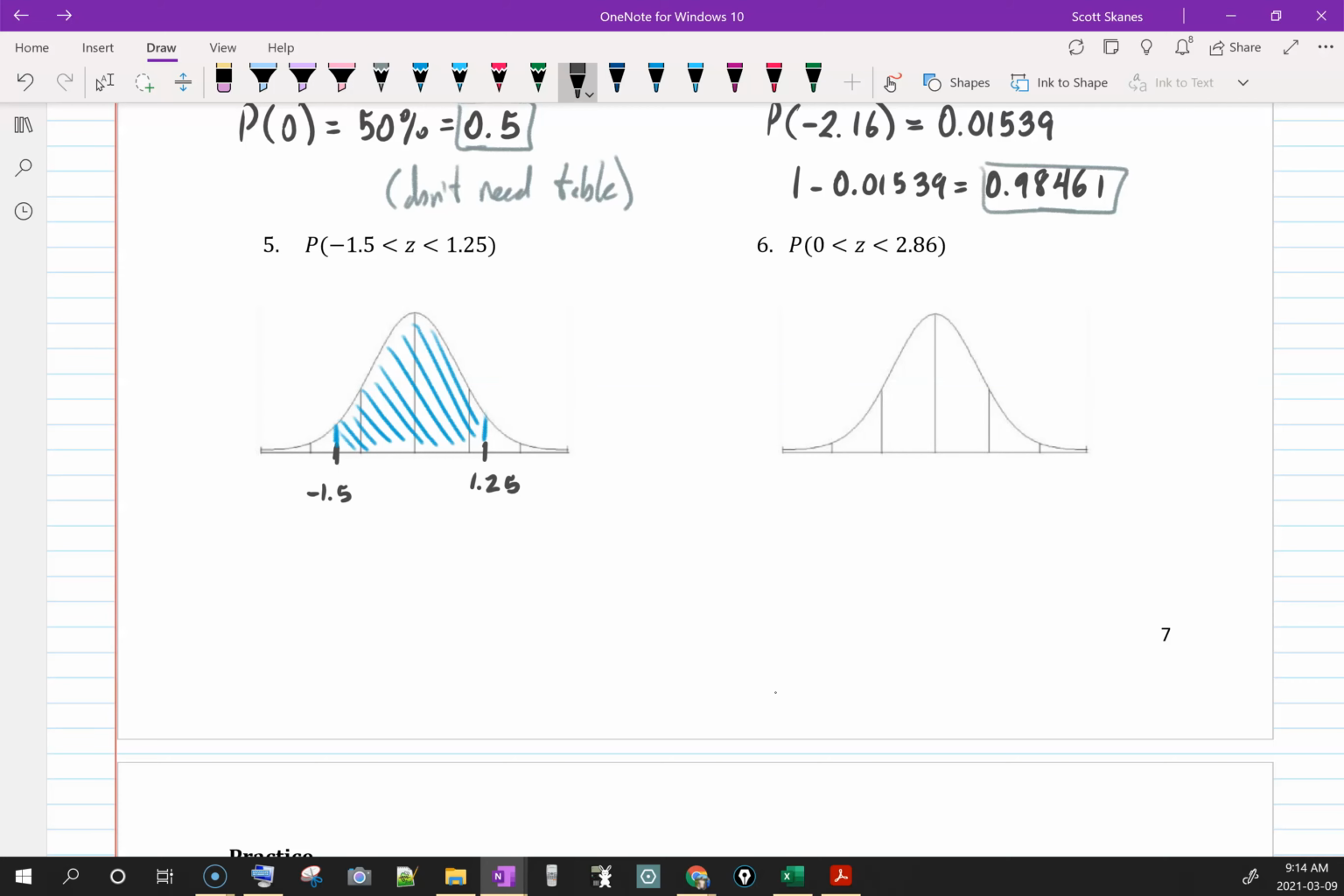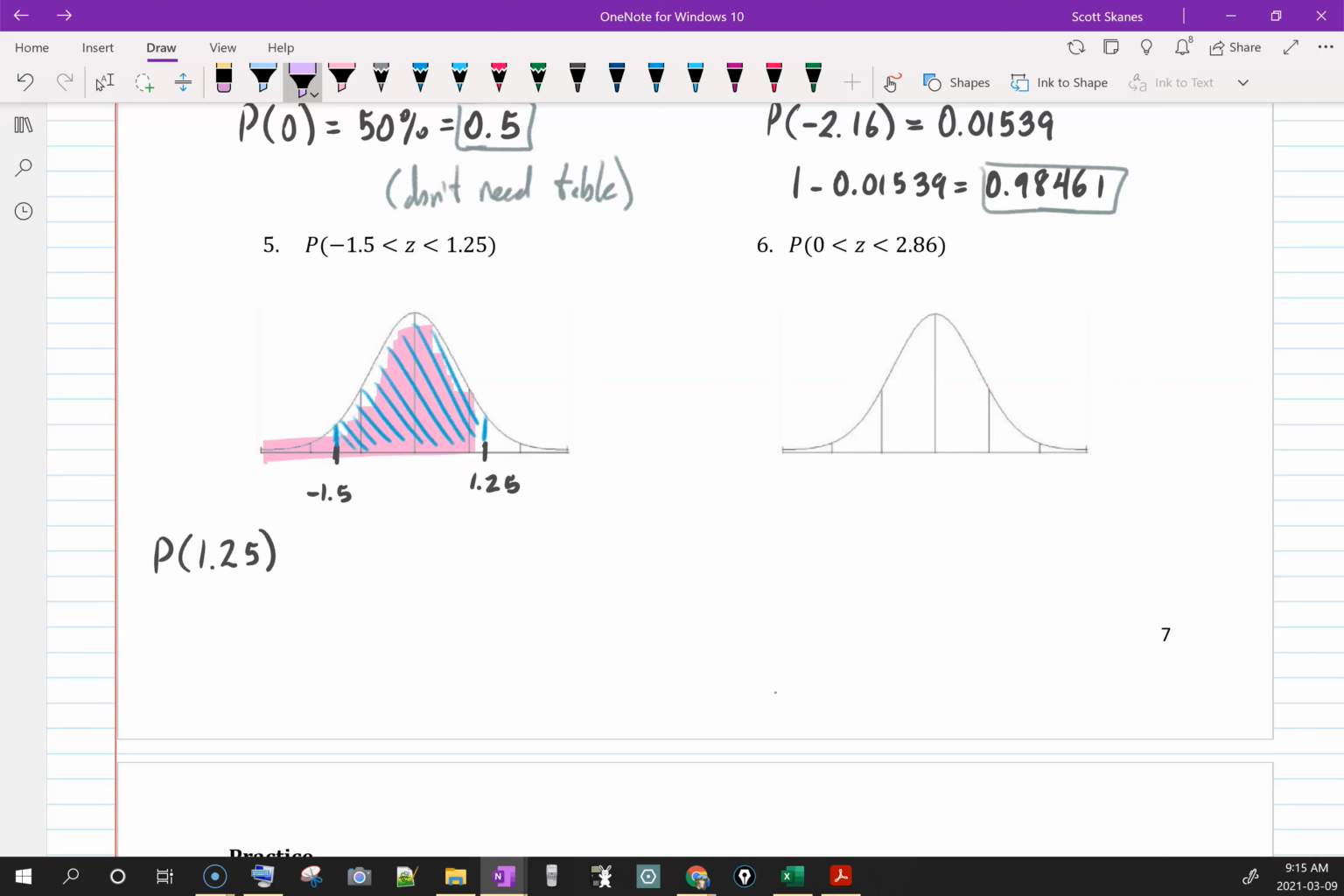The way that I would do this is think of it as the area below this point, subtracting the area below this point. So you take the bigger value, subtract the smaller value. Or in other words, you take the probability all the way up to 1.25. That would be all of this region here.